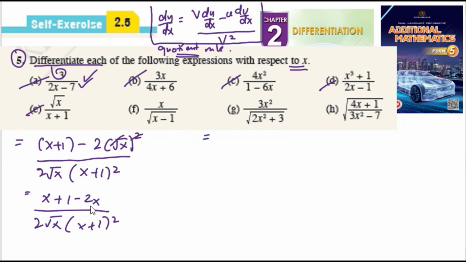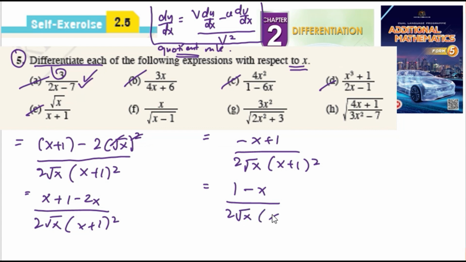So here, x minus 2x, you get negative x plus 1 divided by 2 square root of x, x plus 1 squared. Or 1 minus x divided by 2 square root of x, x plus 1 squared.